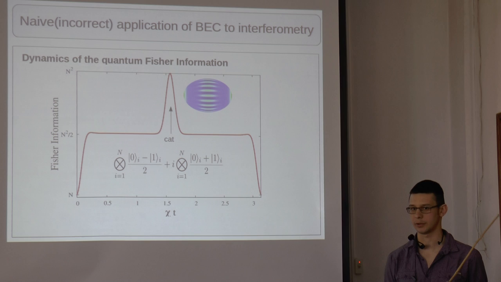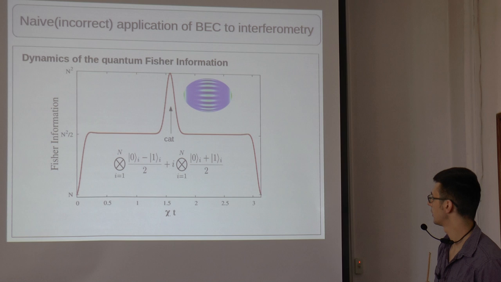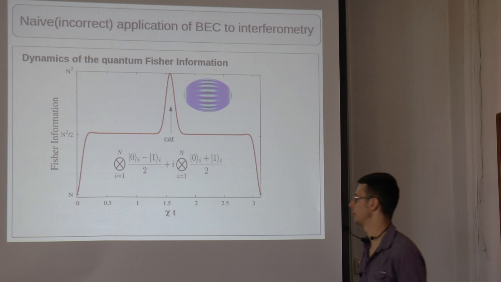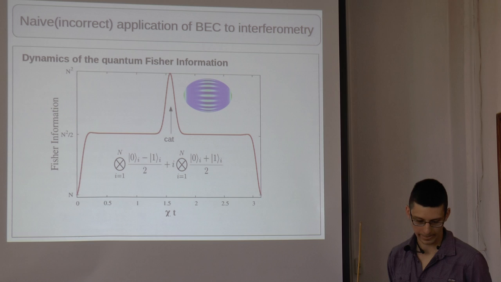Is the imaginary unit essential here in this formula? No, no. This is the state which really appears in this evolution, but it doesn't matter here. So one points to the east, one points to the west.